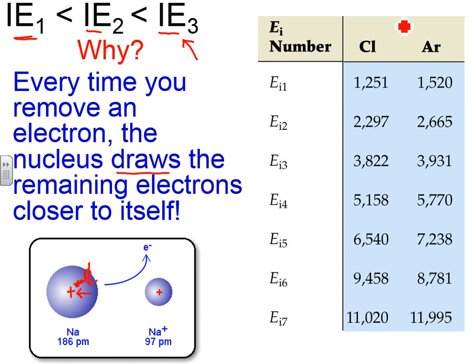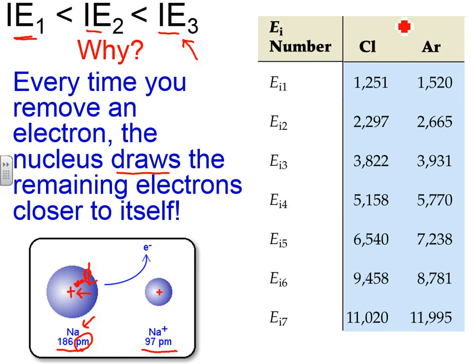Now, this actually measures a sodium atom losing an electron. What you'll notice is that the size of the atom, which is 186 pm, picometers, suddenly decreases to 97 picometers. So half as big, which is pretty significant, which shows you how strong that pull of the remaining electrons is.